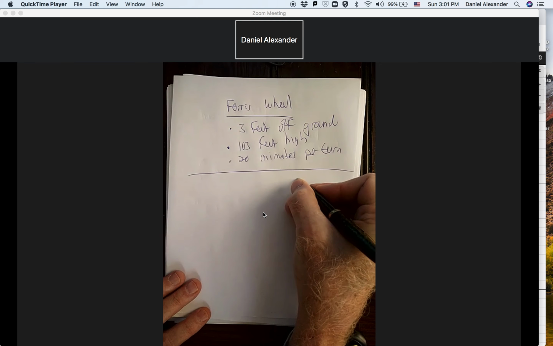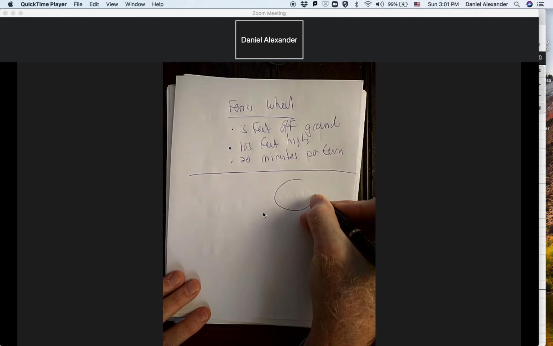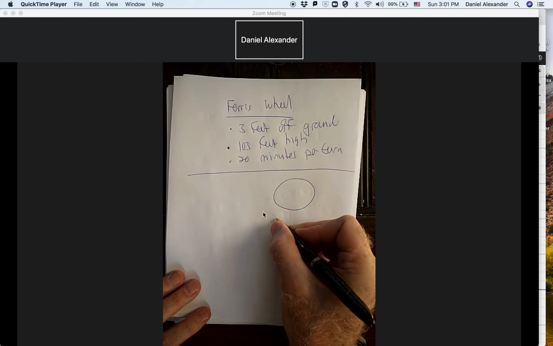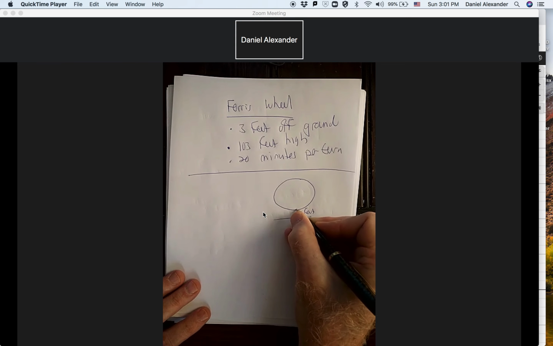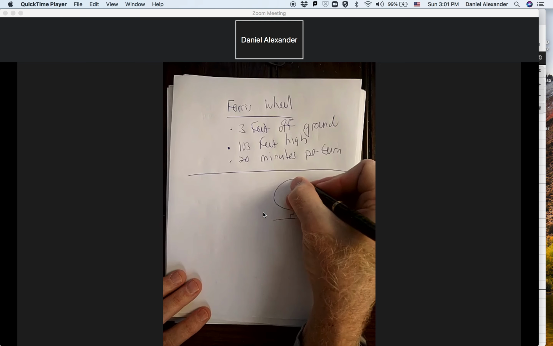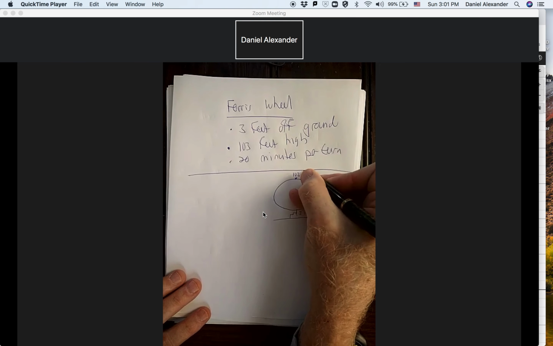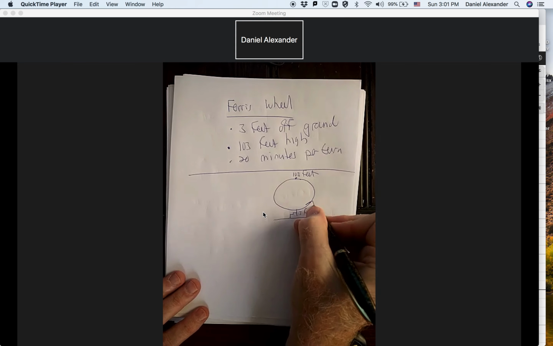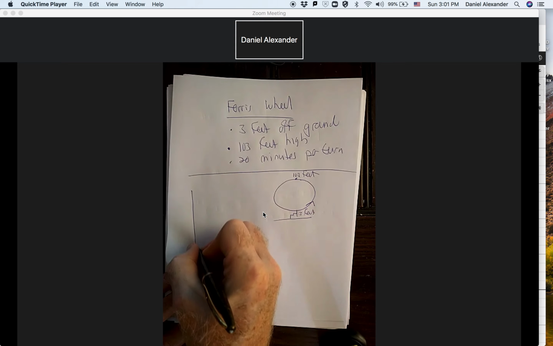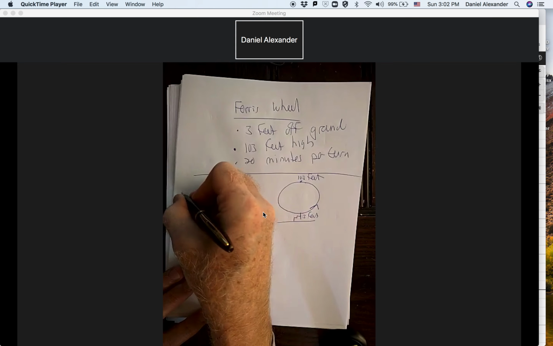So here's a picture of the wheel. Here's the ground. This is going to be 3 feet. Imagine there's some kind of stair that you take to get up there. And this is going to be 103 feet on top. The wheel's going to turn in this direction. We want to figure out what the graph of the height looks like.